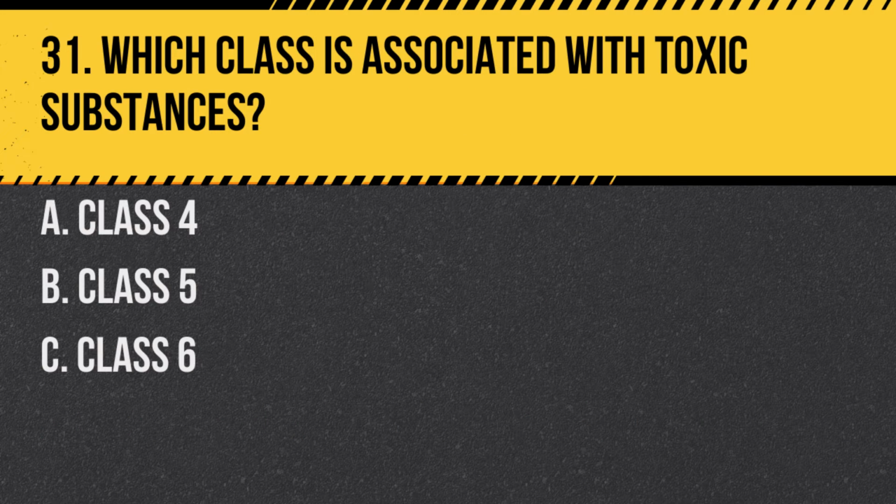Question 31. Which class is associated with toxic substances? A. Class 4. B. Class 5. C. Class 6. Answer: C. Class 6. Toxic substances fall under Class 6.